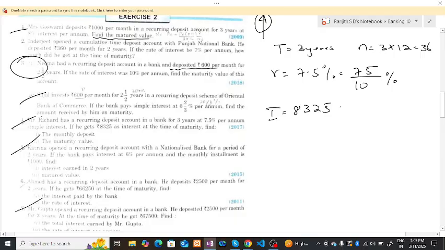This is the fourth one. So interest is given, students. Interest is given, time is given. You have to find monthly deposit. What is monthly deposit? What are the two things you have to find? Principal and maturity value. Okay, if you want to find principal, first interest is given, so use the interest formula.